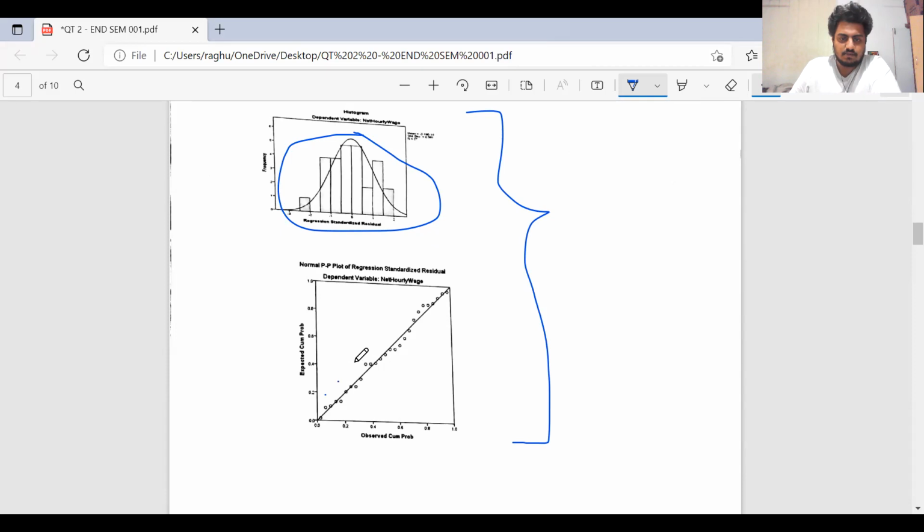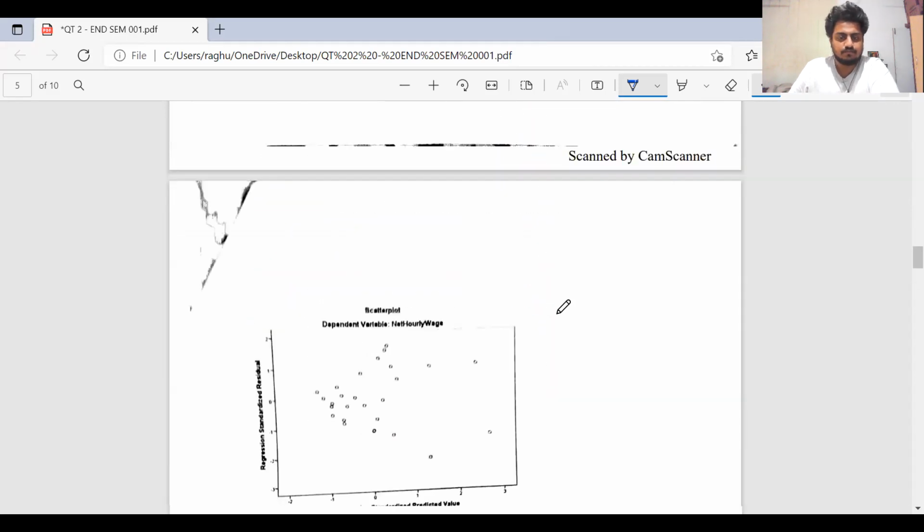Even if it is distributed like this, and if this residuals plot gives a straight line, we can still validate that it's a normal distribution. Now in this case, it's very close and it forms a straight line. So both these conclude that the residual is normally distributed. So that part of the validation is done.